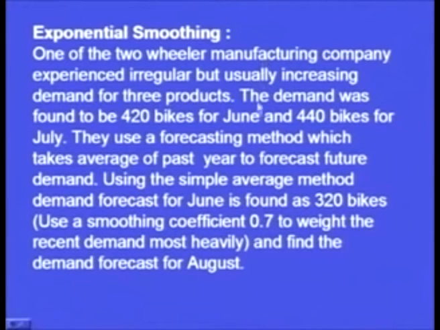So, from the problem we have formulated a problem which can be solved using the exponential smoothing method, and the smoothing coefficient is also given, which we can say is 0.7. So, we know the value of alpha, we know the value of Ft minus 1, we know the value of dt. Using these three values we will be very easily able to find out the forecast for the month of August using the exponential smoothing method. So, let us now see.